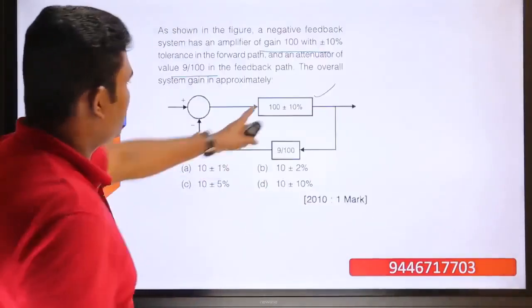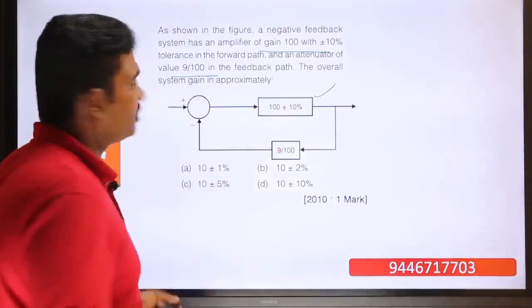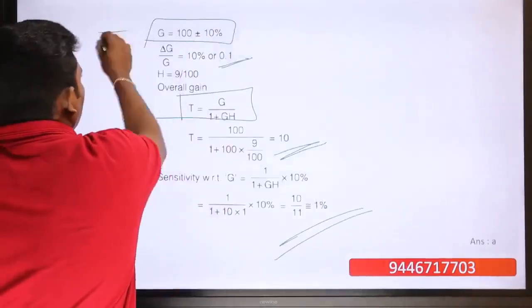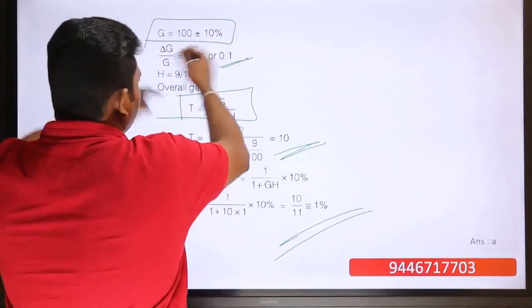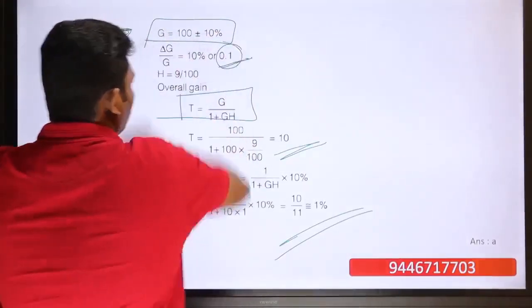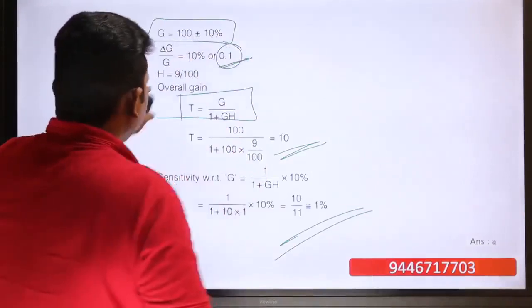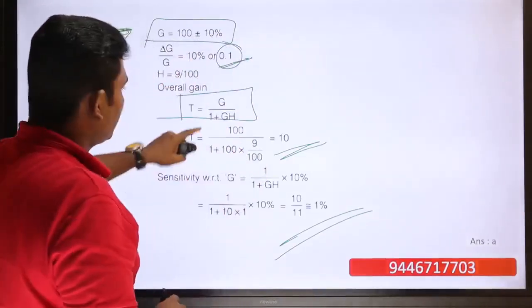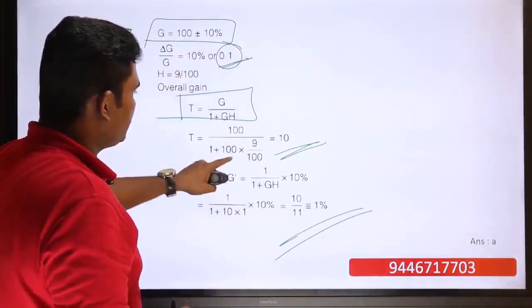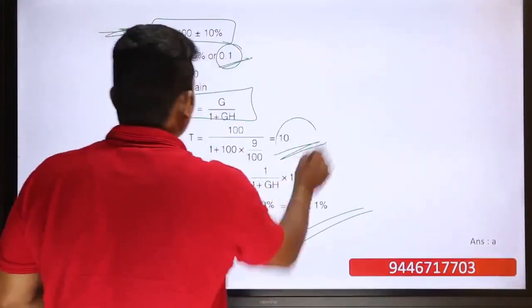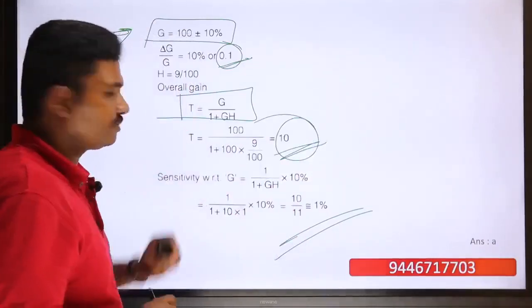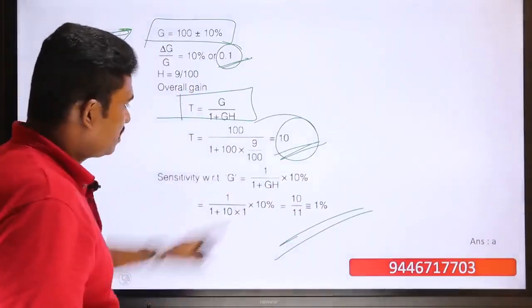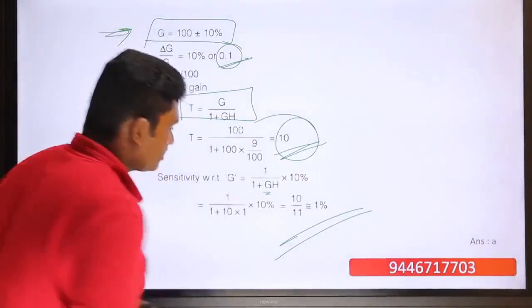See here, what is G given? G is given as 100 plus or minus 10%. So rewriting 100 plus or minus 10% as G, we see the variation of G is 10% or 0.1. And H is given as 9 by 100. So we can directly substitute the value of H and G, and then we will obtain the overall gain of the system as 10. So the overall gain of the system is obtained as 10.